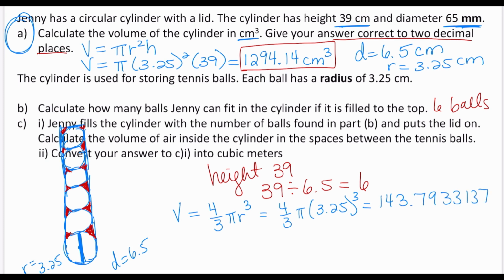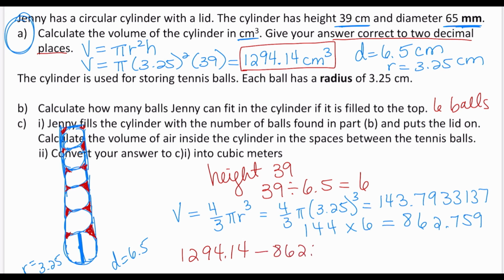That's going to give me 143.7933137. I'm going to multiply this, which is about 144 approximately, times 6, because there are 6 balls in here. Even though I'm writing 144, which is rounded on my work, in the calculator, keep the 143.7933137. And then just multiply that value by 6, and you're going to get 862.759. So I'm going to take the total volume of the container, which is 1294.14, and I'm going to subtract the total volume of those 6 balls.